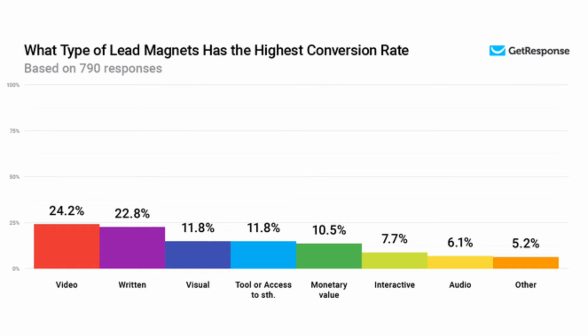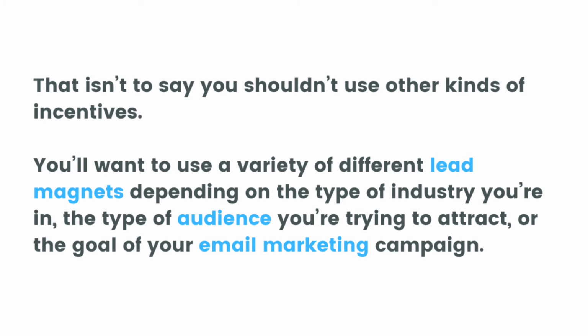Our recent study showed that marketers have seen the highest conversion rates with video, such as webinars, and written type, like guides, lead magnets. That isn't to say you shouldn't use other kinds of incentives. You'll want to use a variety of different lead magnets depending on the type of industry you're in, the type of audience you're trying to attract, or the goal of your email marketing campaign.